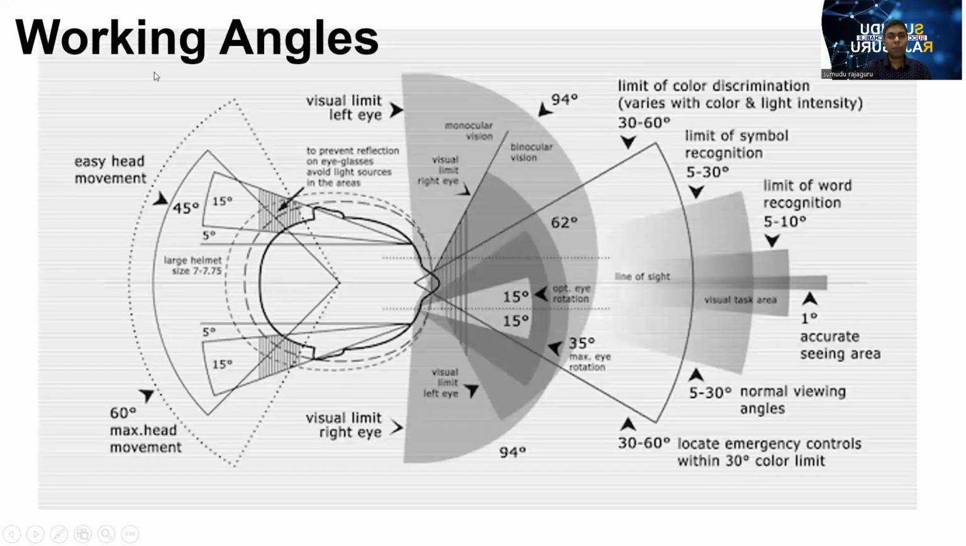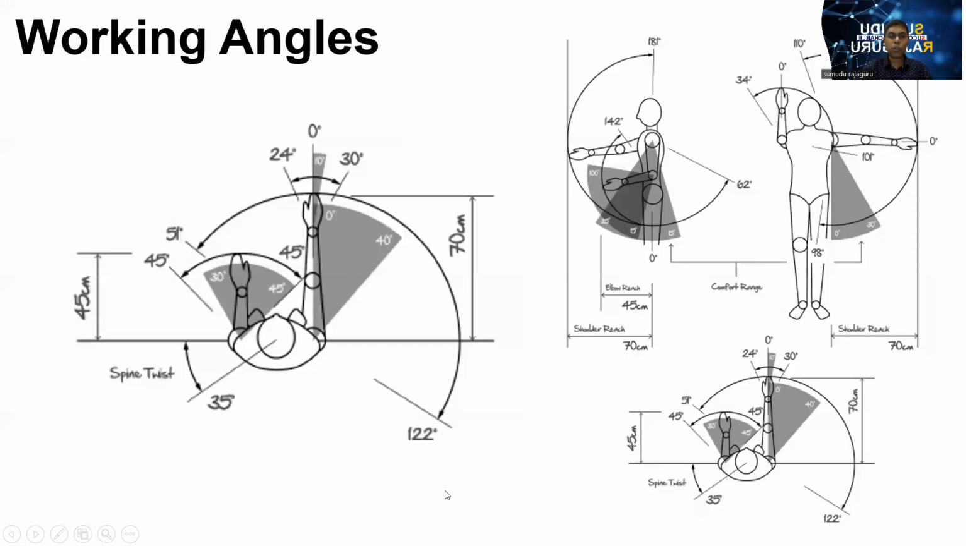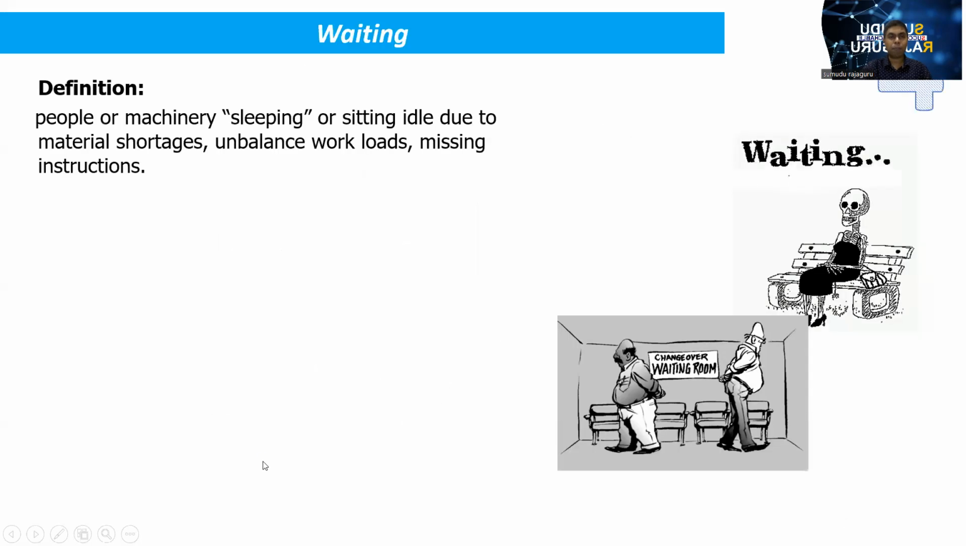The second one is working angles. This expresses the working angles. Usually we say a 45-degree angle for both hands' movements is the proper way to manage any person without fatigue. So whatever items we have to arrange, we arrange them within a 45-degree angle based on the hands. Then we can eliminate unnecessary motions. The fourth one is waiting.